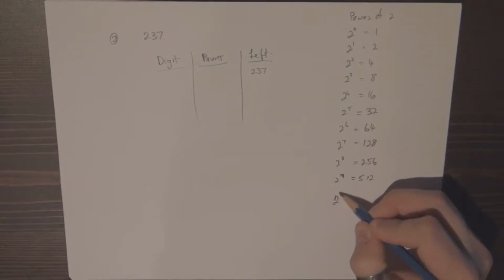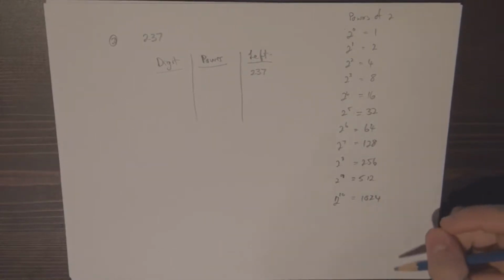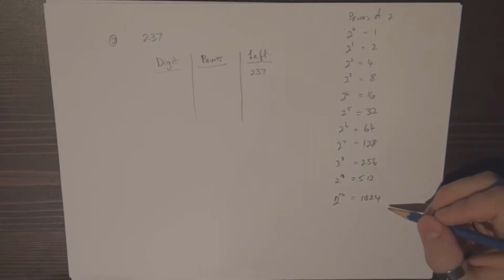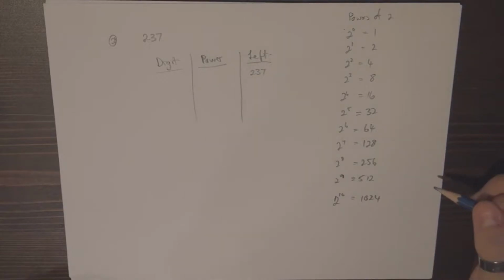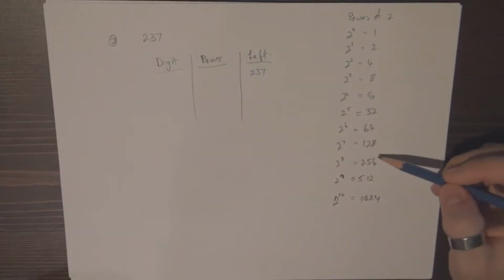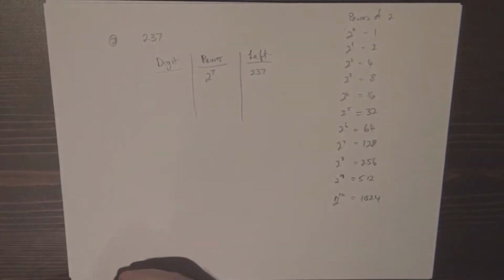512. 2 to the 10 is 1024. And you don't have to memorize them all, although the first group here up to 1024, it's handy to remember. And that's as far as I've bothered to memorize it. Anything bigger, and I'll use my calculator. So the biggest one I can fit into 237 is 2 to the 7. And I'm going to do it only once.